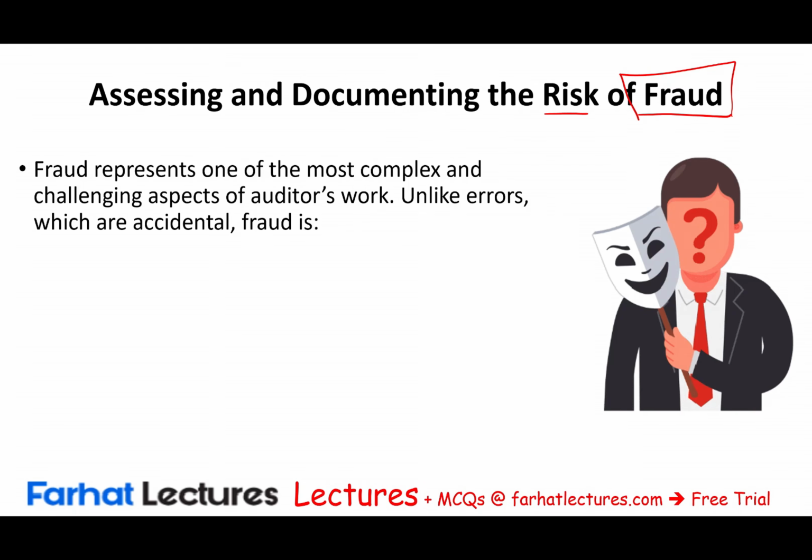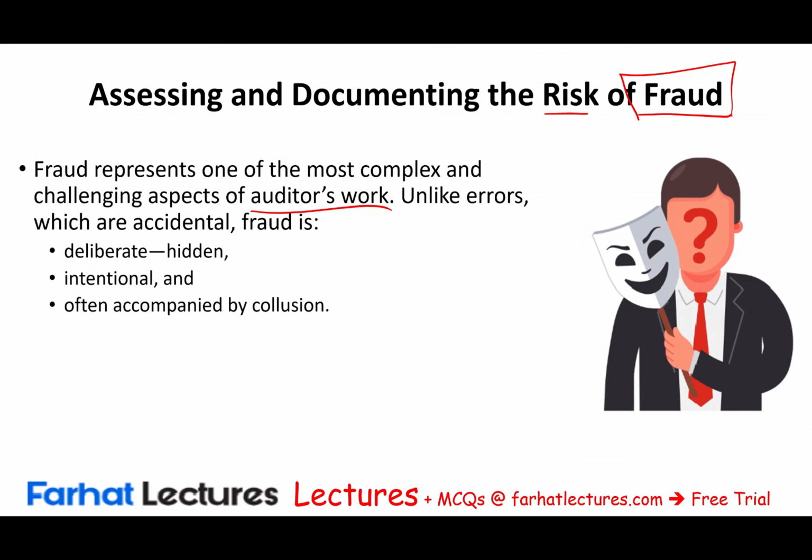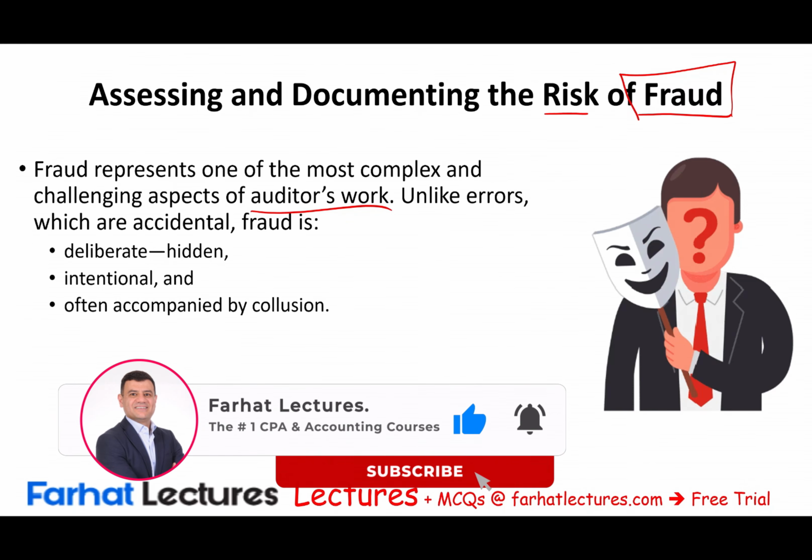Now keep in mind, fraud represents one of the most complex and challenging aspects of the auditor's work. Why? Because if someone makes an error, usually they don't hide it. However, when someone commits fraud, they hide it. It's deliberate. It's hidden. Errors are accidental. Frauds are intentional and often accompanied by collusion. There's more than one person involved. So you have one person covering for the other. So this means it's harder for the auditor to do what? To detect and prevent fraud.